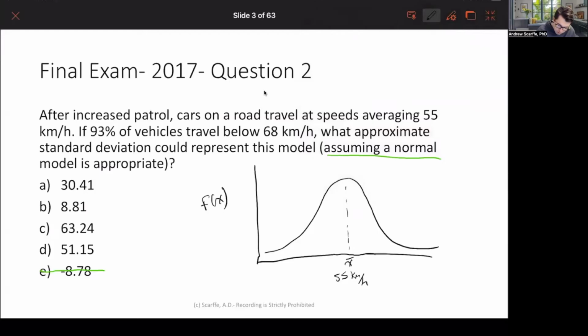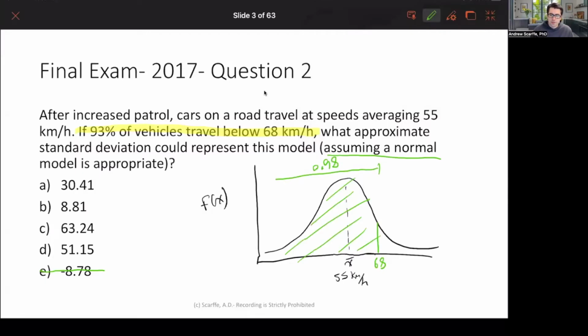What the question tells us is that 93% of vehicles travel below 68 kilometers an hour. So if we were to write 68 kilometers an hour here, what that means is that 98% of the traffic is to the left of this value, so to the left, 0.98.